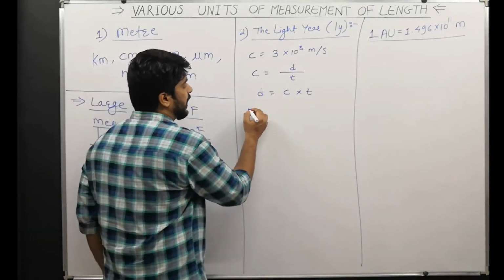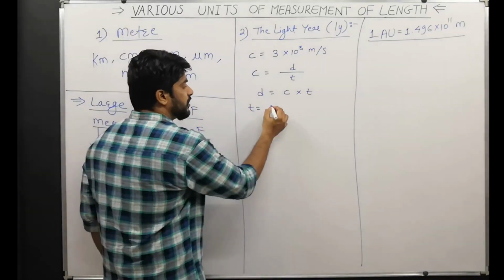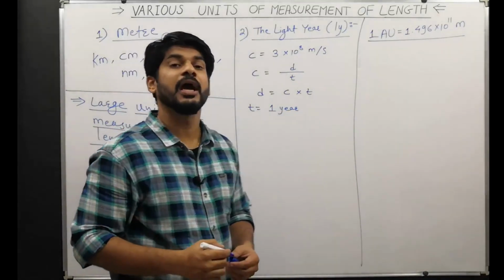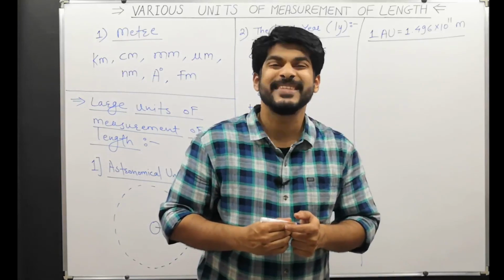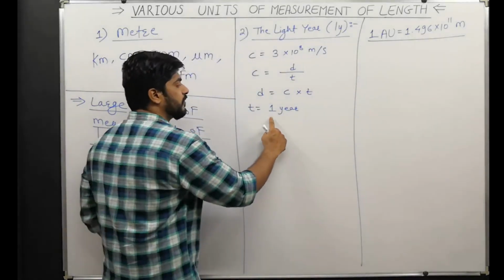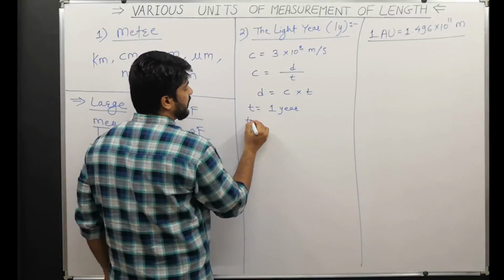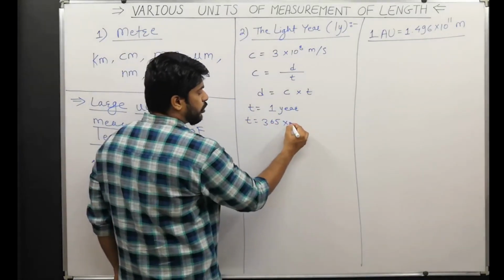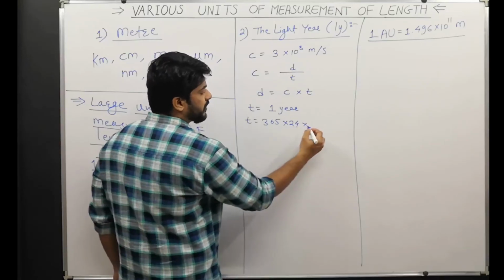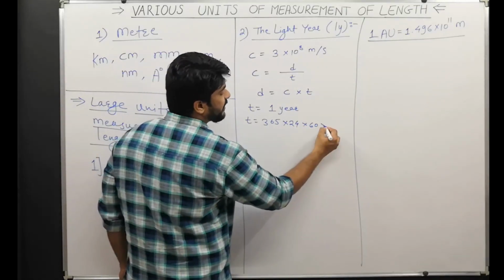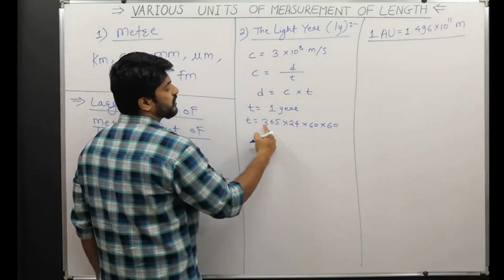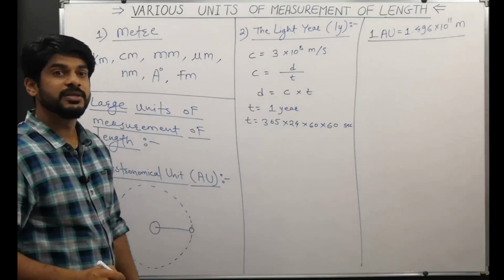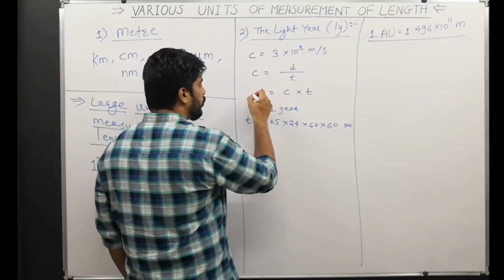See here, we have got the time. What is time? It is 1 year, isn't it? But we cannot use this. We have to use seconds. We have to convert this to seconds, and we can easily convert that. This is 365 days. Each day consists of 24 hours. Each hour consists of 60 minutes. Each minute consists of 60 seconds. So this is the time in seconds, and we can now put all these numbers.